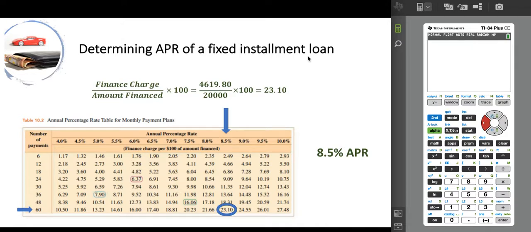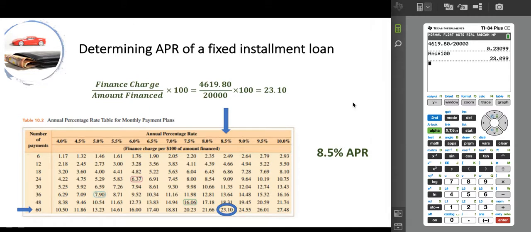Okay. By the way, I wanted to show you just how to do this in your calculator. When you're doing this in your calculator, you're doing 4619.80, and you're dividing that by the amount borrowed, which is $20,000. Make sure you get that answer before you multiply by 100. If you do it in the wrong order, you might get the wrong answer. But anyway, that's where that number came from, 23.10.